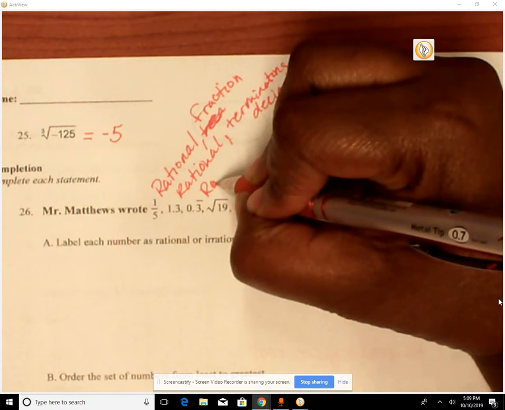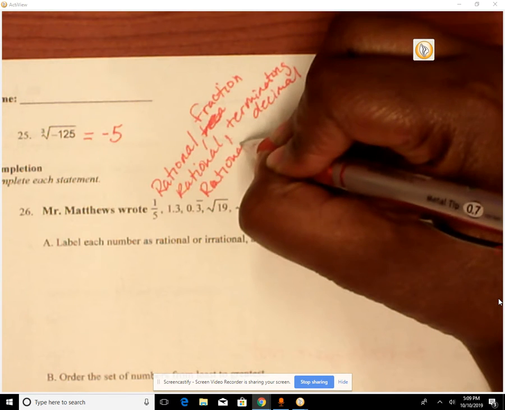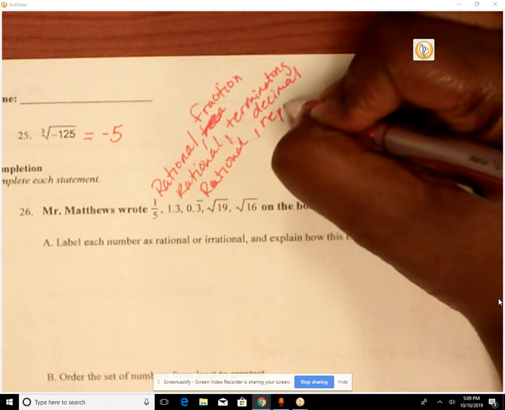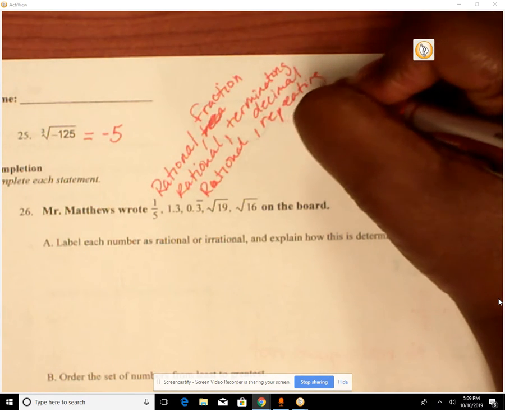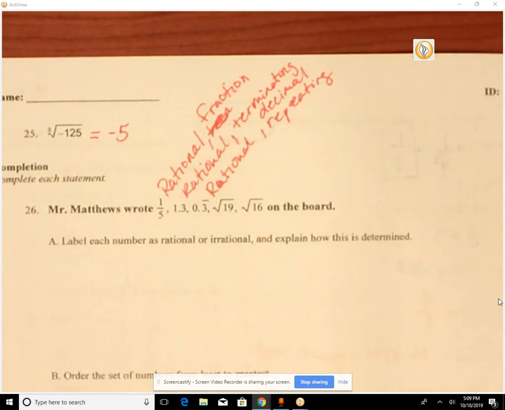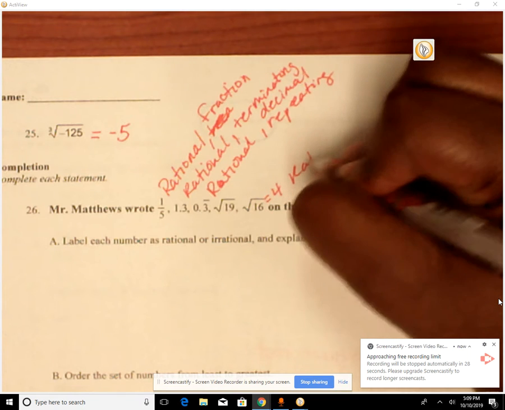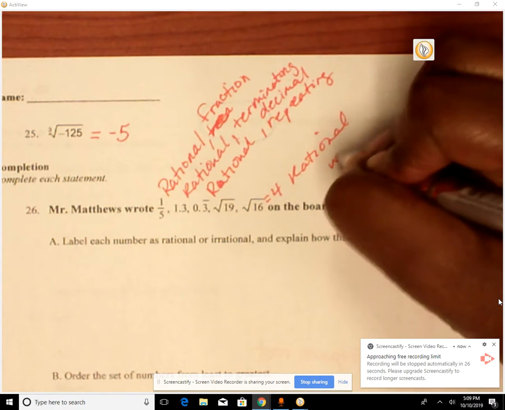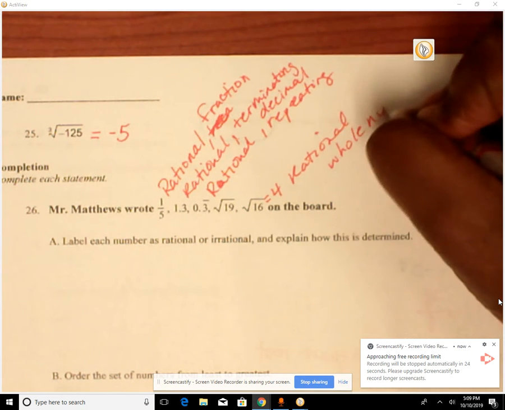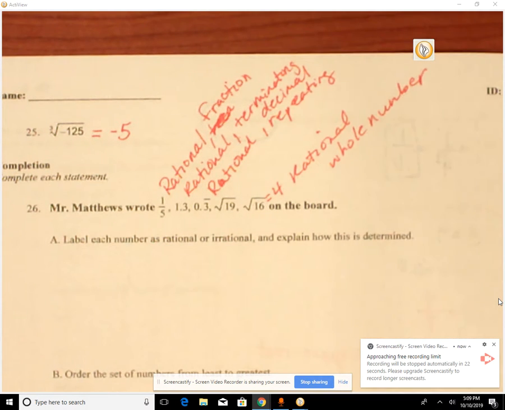Rational because it's a repeating decimal. Repeating decimals are rational because we know what is next. And this is square root of 16, which will give you 4. That's a whole number, so it's definitely rational. The only one that is irrational is square root of 19, and I'm running out of time.